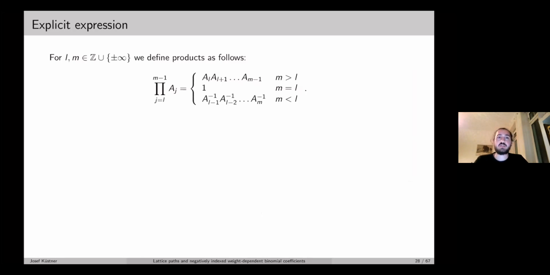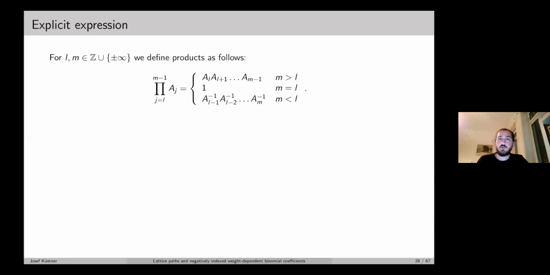Okay, and they also found an explicit expression for the q-binomial coefficients. But first we have to extend the definition of products. So if a product goes from L to m minus 1, we distinguish now if m is equal to L, m is bigger than L, or m is smaller than L. I don't know if you have seen this before, maybe yes. So if m is bigger than L, then we take the usual product, a_L times a_(L+1) and so on until a_(m-1). If m is equal to L, we just take the product to be equal to 1.